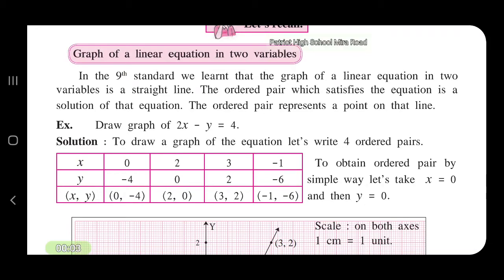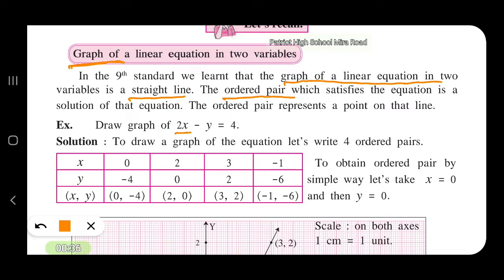Linear equations in two variables, we can see the other option of a graph of a linear equation in two variables. So the graph of a linear equation in two variables is a straight line. Whenever we draw a graph of a linear equation in two variables, it becomes a straight line. Now what is the ordered pair? Ordered pair means we have to assume the value of x.